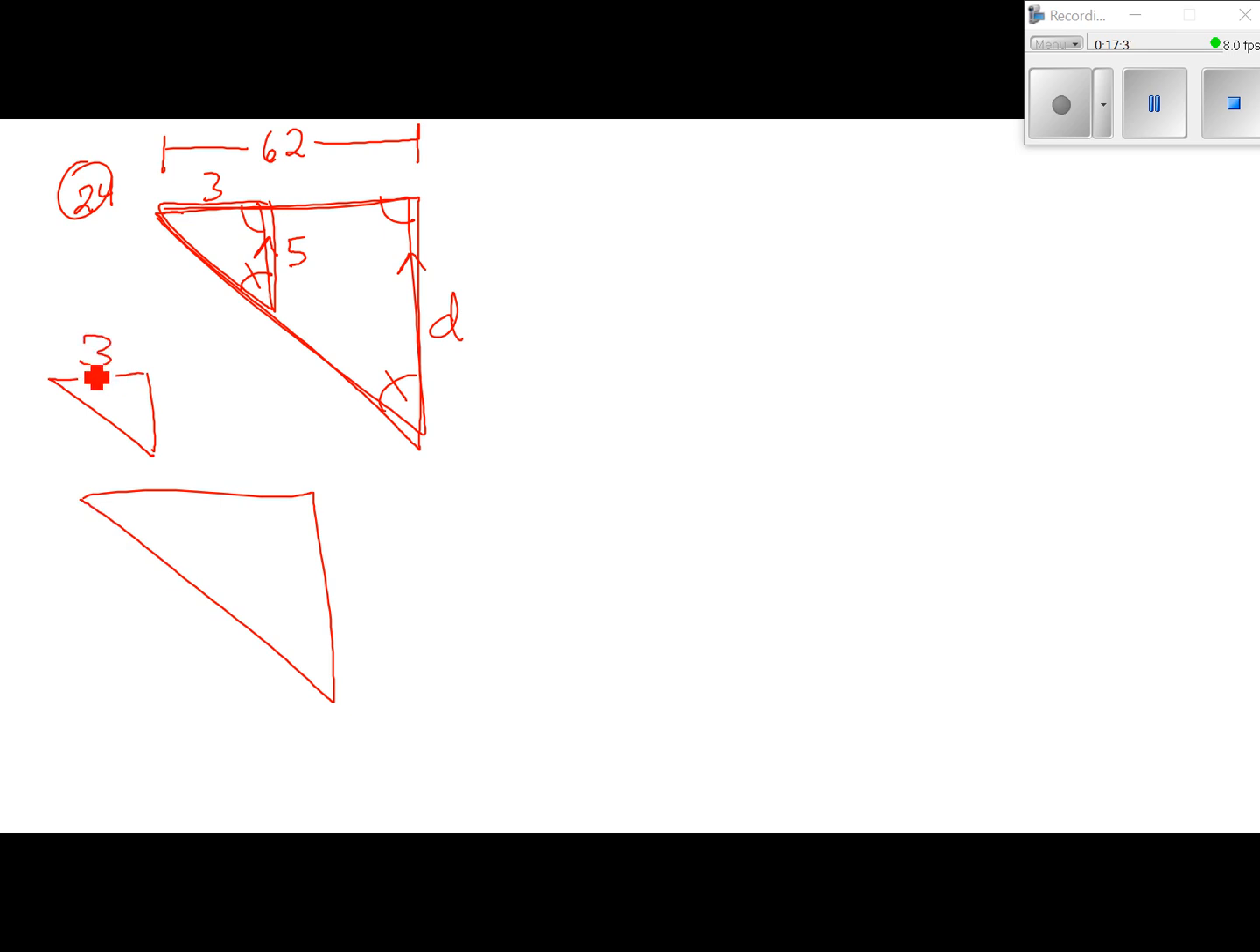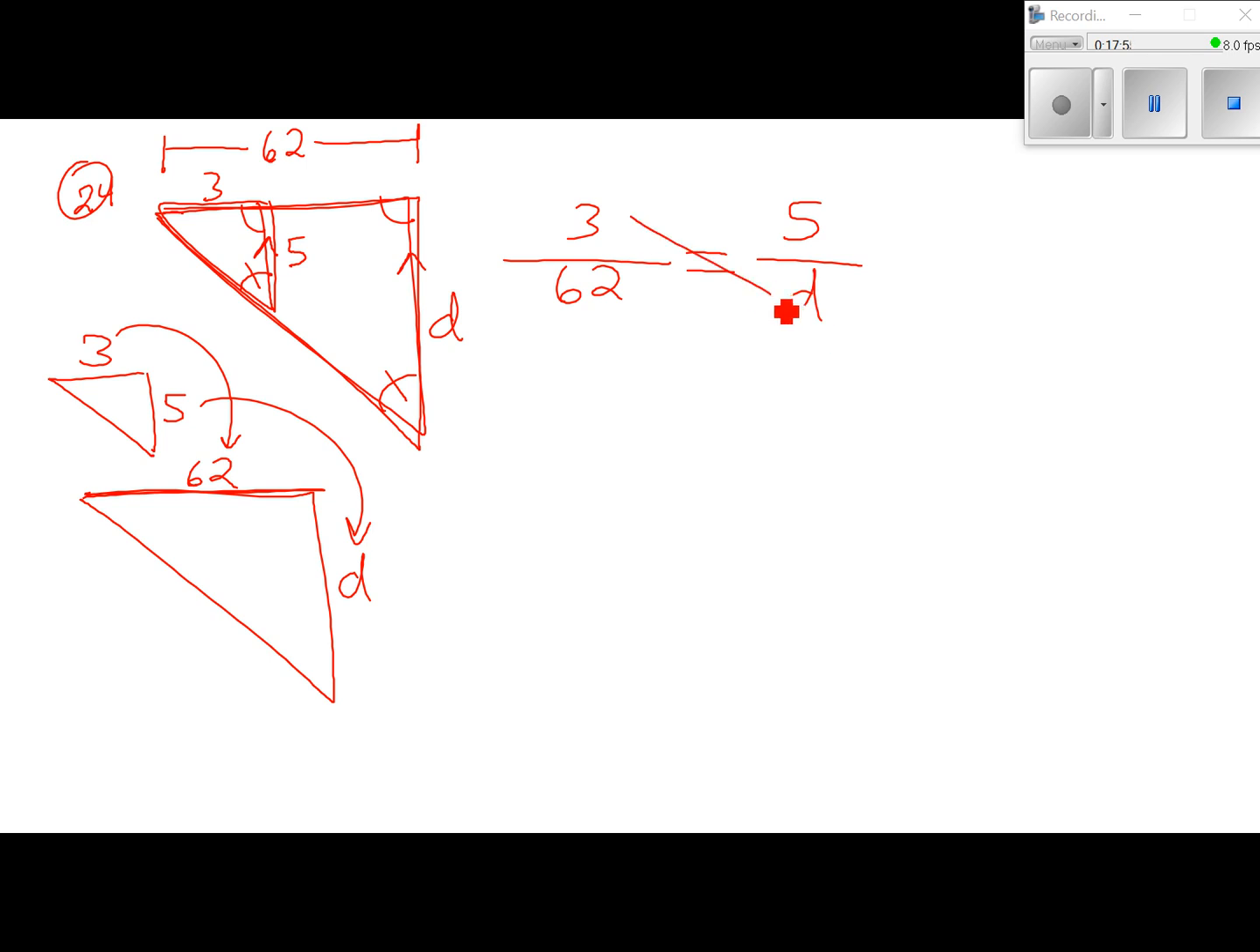This side in the little triangle is 3, this side's 5. In the big triangle, this side is 62, and this side is D, and we're just going to set up a proportion from that, match them up. So 3 matches up to the 62, and the 5 matches up to the D, the depth that we're looking for. We cross multiply, we get 3D equals, cross multiply this way, you get 310, divide by 3.